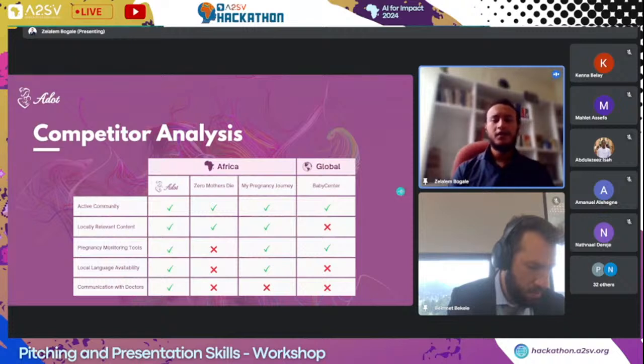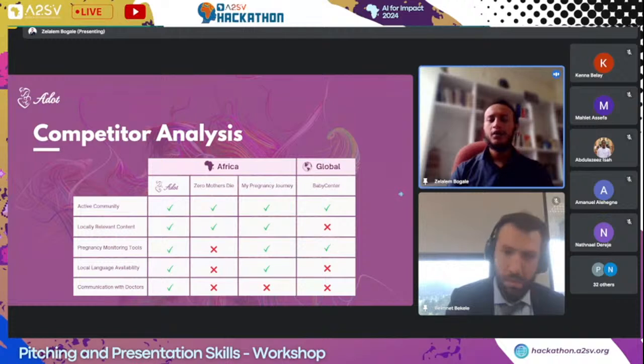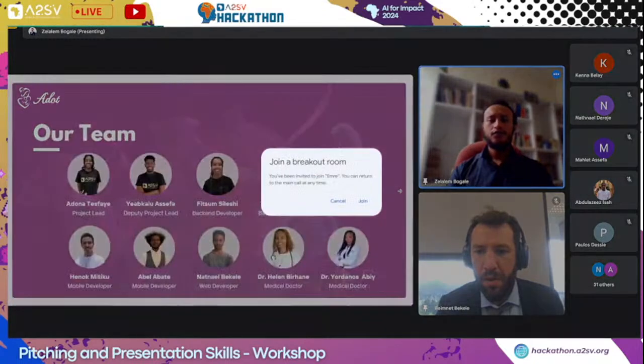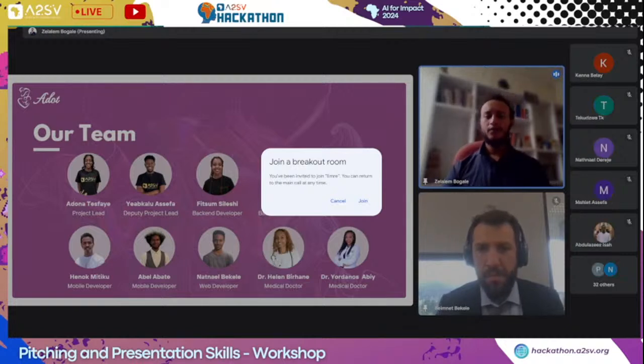So you can create similar tables like this in order to show how you have a competitive advantage over your alternatives. So moving on, we have our team slide. So in our team, we have quite a bit.